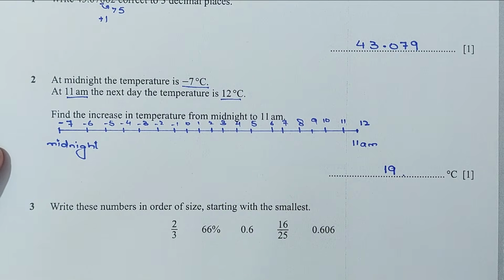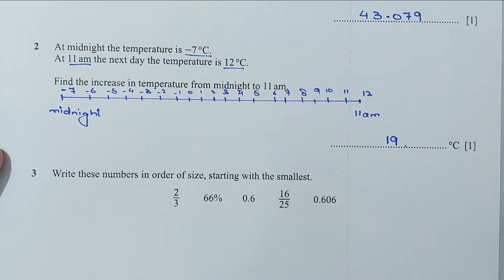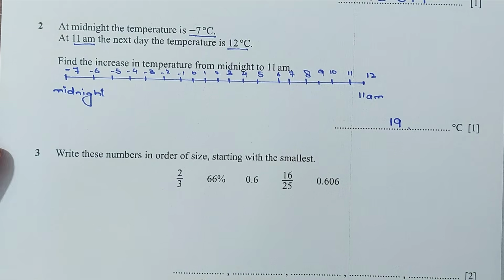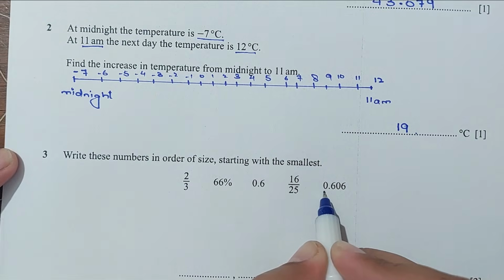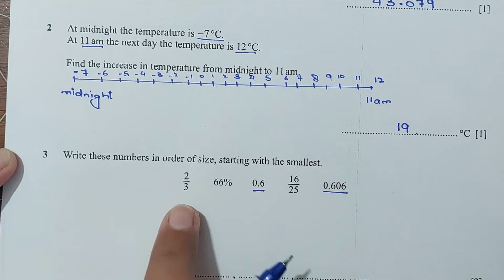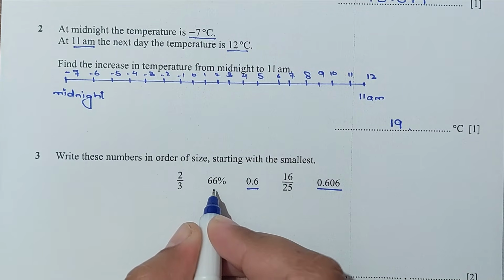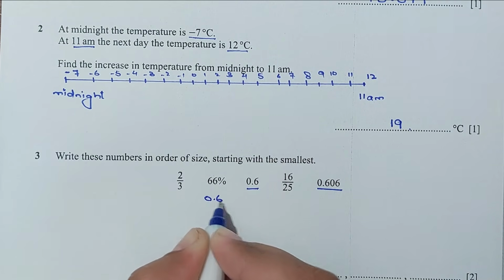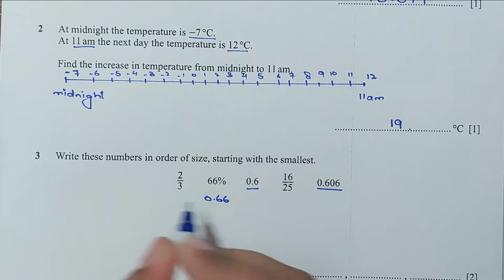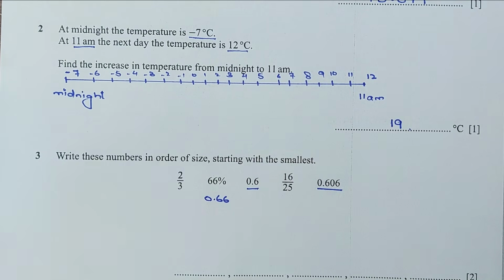Now question number 3, write these numbers in order of size starting with the smallest. You can arrange the numbers from the smallest to the largest. It is better to convert all of them into decimals. This is already in decimal form, and this is in decimal form. Let's convert the rest into decimals. 66% is 66 over 100, so this is 0.66. Let's work out what 2 over 3 is and what 16 over 25 is.